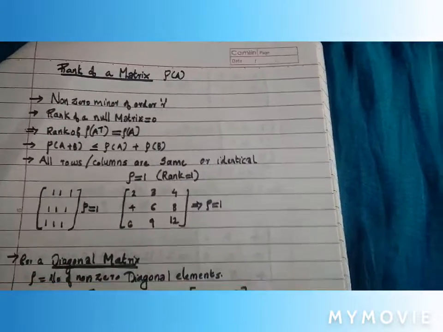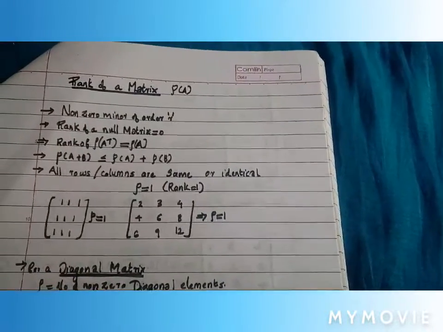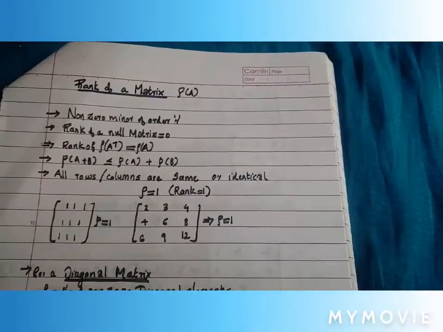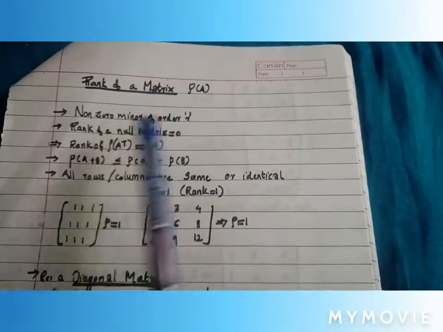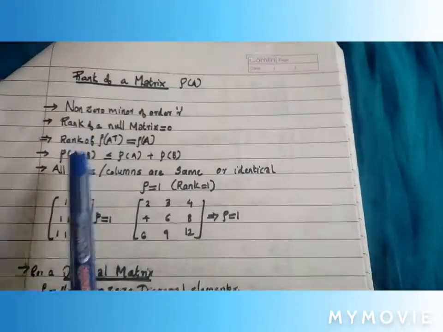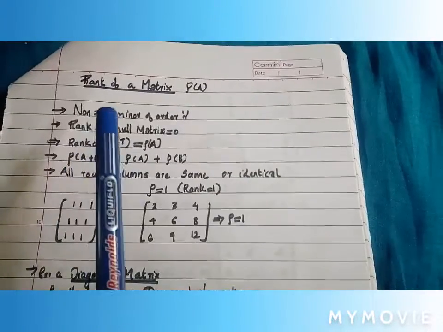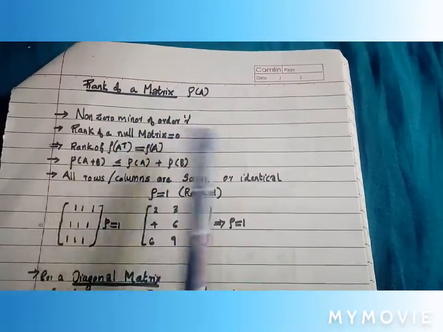Today we are going to study rank of a matrix. It is represented by rho. Rho of A means rank of matrix A. What do you mean by rank? Rank means a non-zero minor of order r.